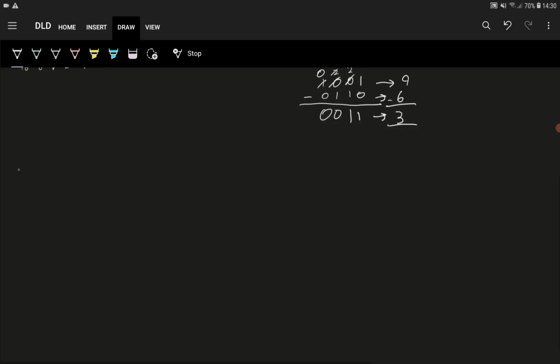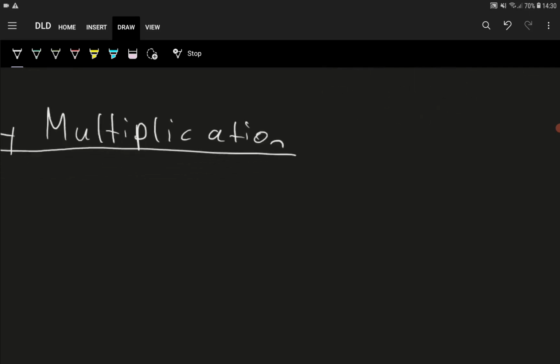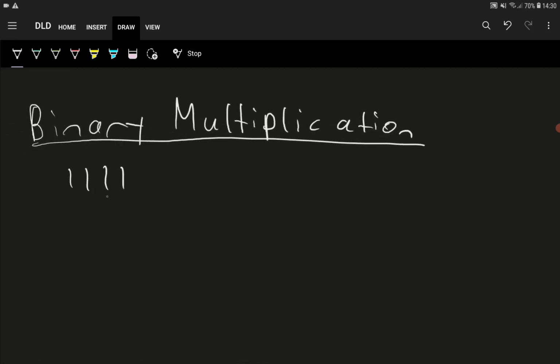Wow. Moving on to binary multiplication. Now, multiplication, as we all know, is repeated addition. So if you have been given 15 times 2, what you could do is just do 15 plus 15, right? 15 times 2 is 15 plus 15, and you will get the right answer. However, that is not really a good method, because let's say we had 15 multiplied by 9.